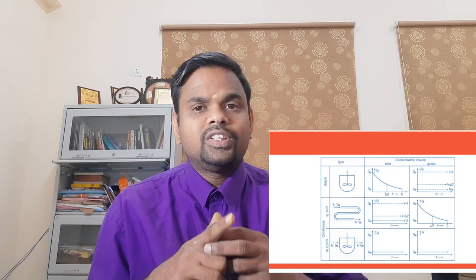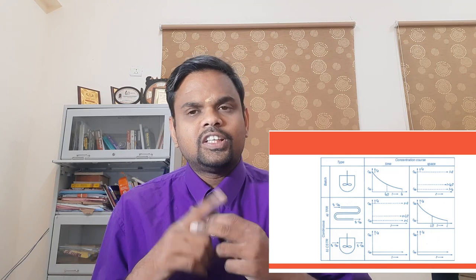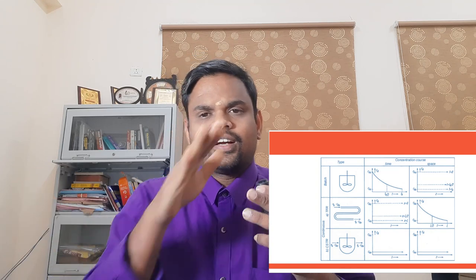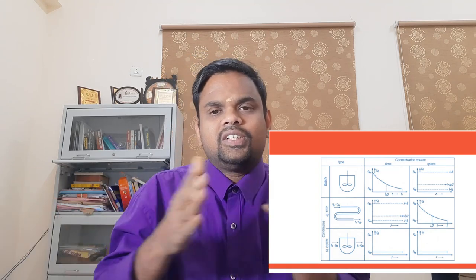Whereas in continuous reactors, we have continuous stirred tank reactors or plug flow reactors, where the concentration will be uniform with respect to time at a given location. With respect to space, in a plug flow reactor, along the length of the reactor, the concentration will keep decreasing because conversion is taking place.